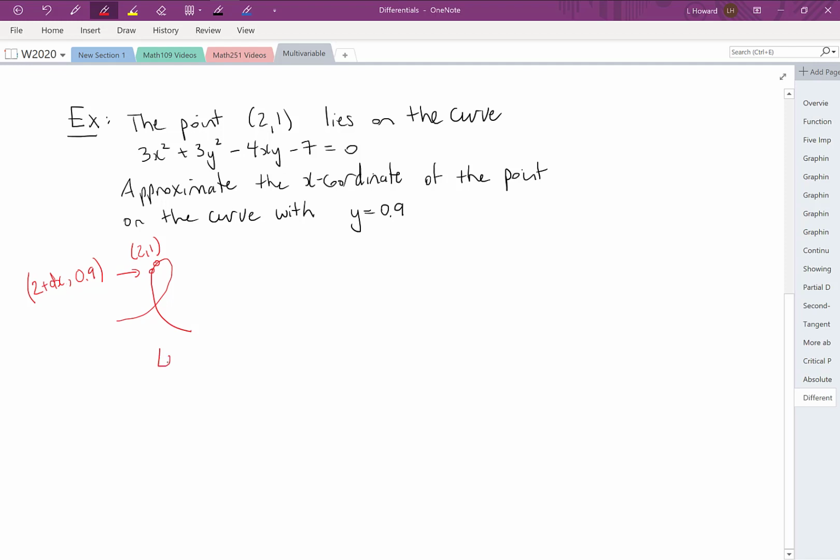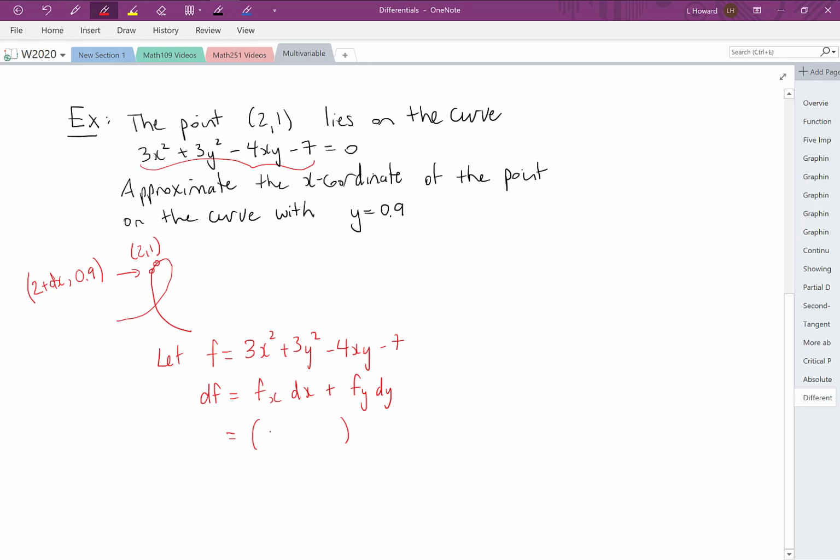So we're going to start the calculation by letting f represent the left side of the equation of that curve. So the 3x squared plus 3y squared minus 4xy minus 7. And we're going to calculate the differential of this function. So according to our definition above, df is going to be f sub x times dx plus f sub y times dy. Let's calculate that.